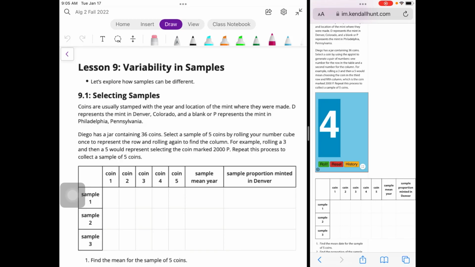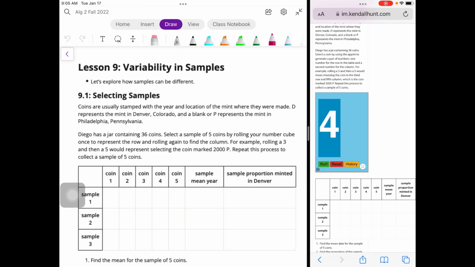All right, let's take a look at Lesson 9, Variability in Samples from Unit 7. And so we are going to explore how samples can be different. So we're going to look at calculating means and sample proportions to estimate population means and sample proportions.